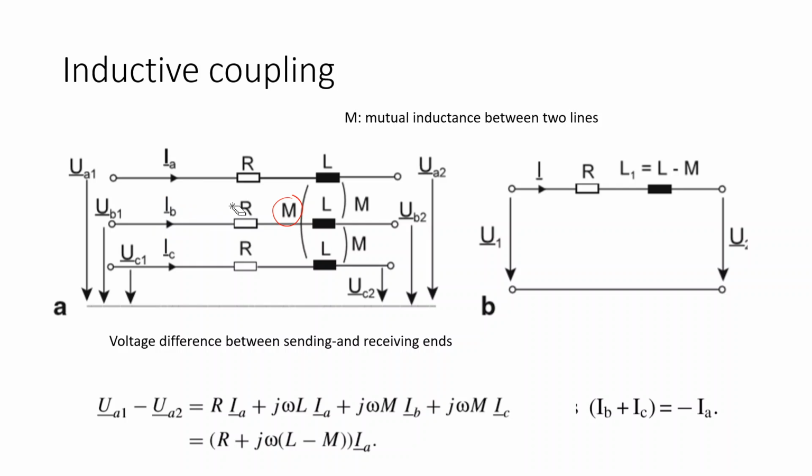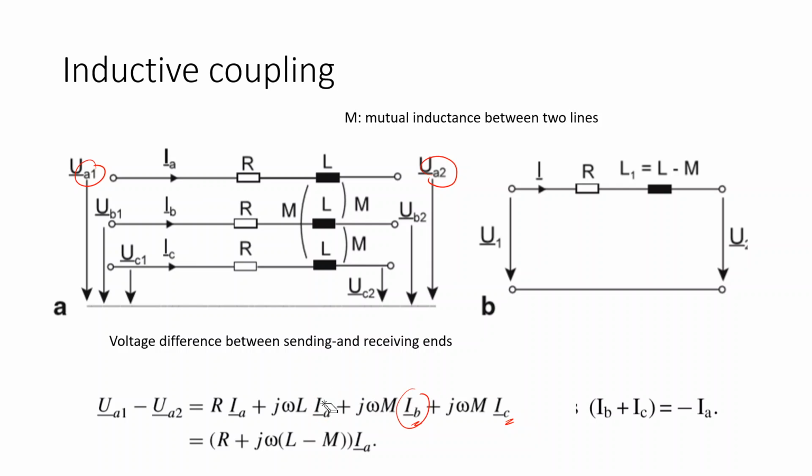Okay, if we take this coupling effect into consideration, and we write the KCL or the voltage difference between the sending end and the receiving end, you can see if you write the voltage drop across phase A from the sending end on the left side to the receiving end on the right side, the voltage drop in this case is an effect of the current flowing not just in phase A itself, but also the voltage induced by the current in phase B and the currents in phase C, right?